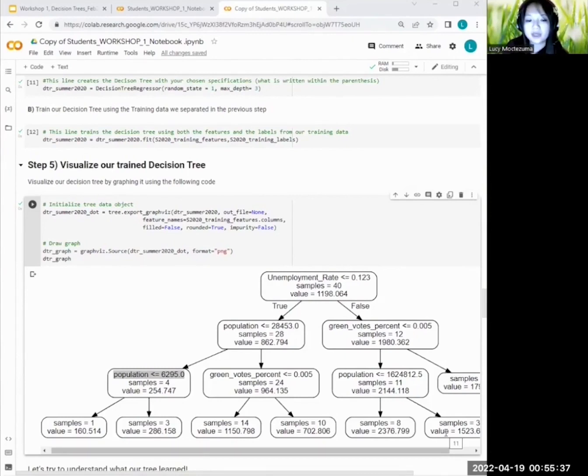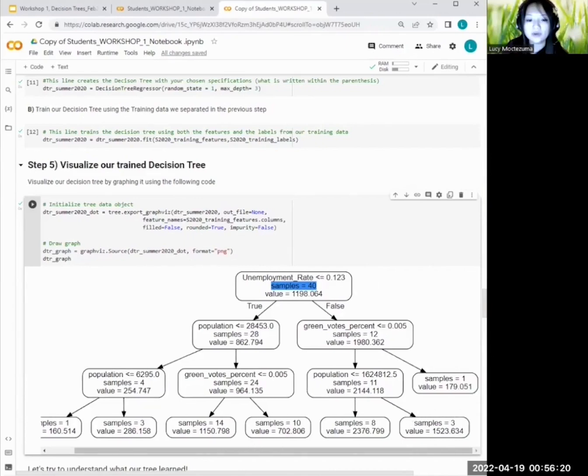Because we trained the data with 40 counties, we can see that the initial node contains 40 samples. Then, thanks to the root node, we have the biggest group being split first. Notice that 28 is the biggest sample size after the first split. Then the remaining 12 will go to another node. The splits continue until all 40 counties have reached a leaf node.